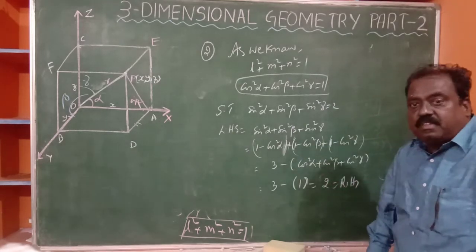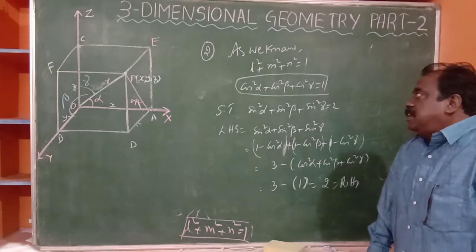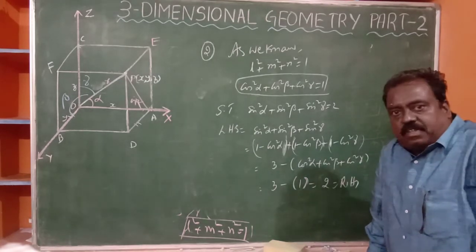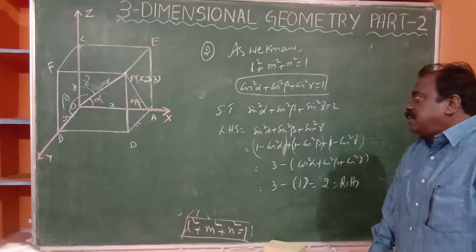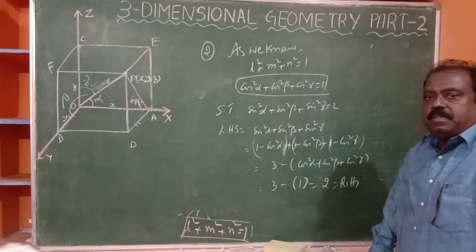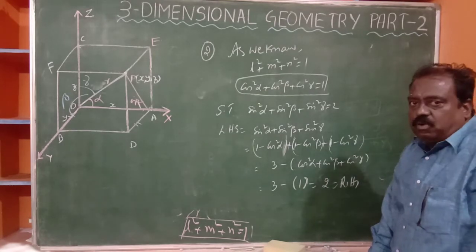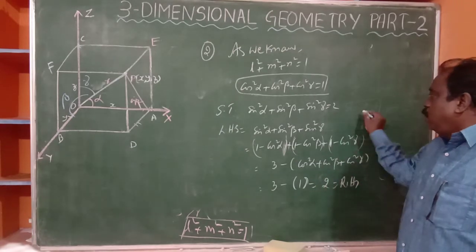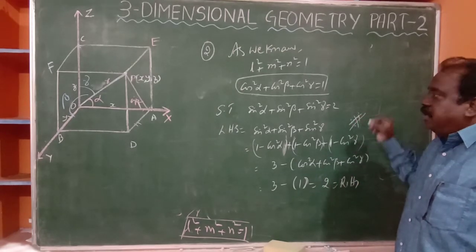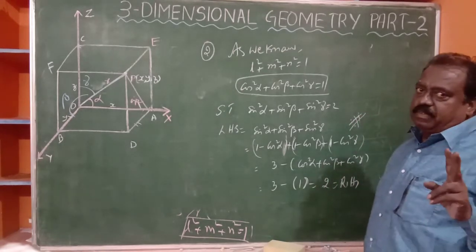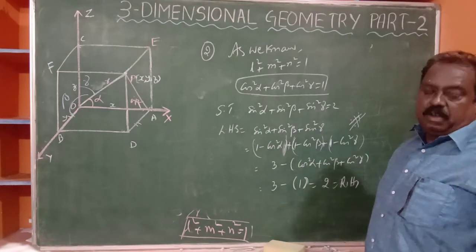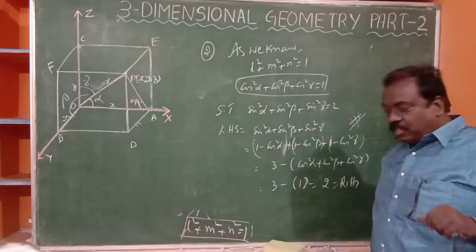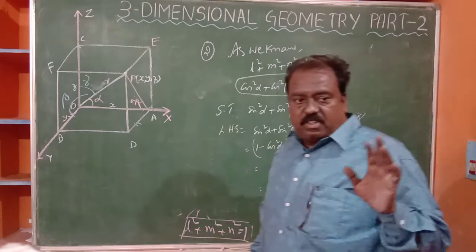The first question is, show that cos square alpha plus cos square beta plus cos square gamma is equal to 1. The second question is, sin square alpha plus sin square beta plus sin square gamma is equal to 2. These are the two concepts, a very good concept. These questions have already been asked in previous papers.